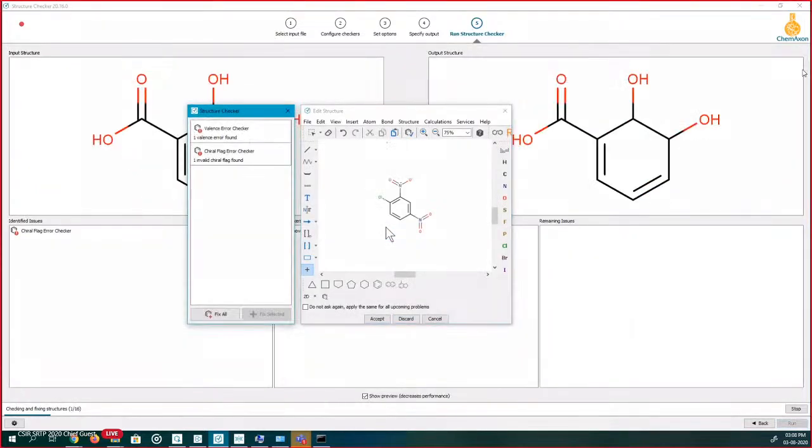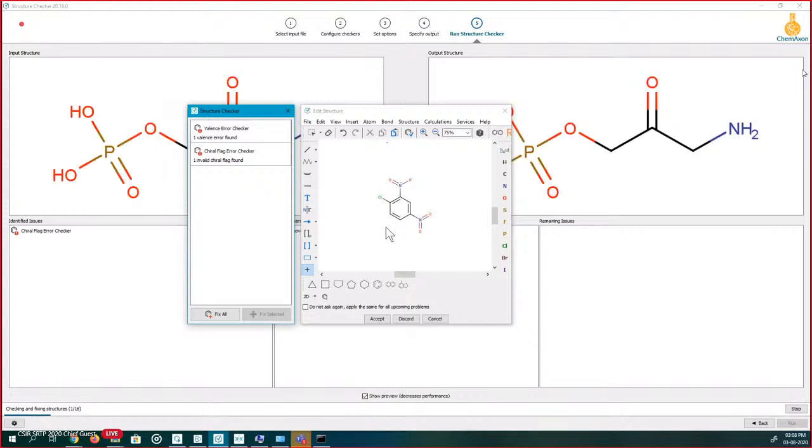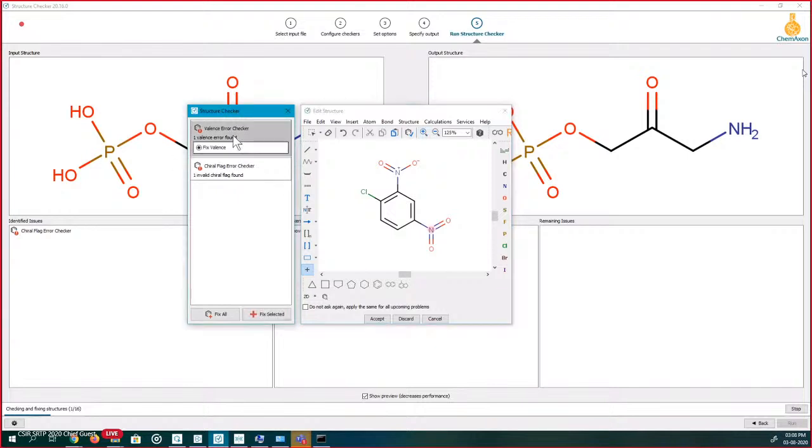So you see, it has identified some issues. It has fixed the issues where it could fix. There are fixers available, but it is now prompting me about this structure here. And you can see this option, that the valency error checker found something. The valency error checker does not come with a fixer because it doesn't know how to solve the valency of different molecules. That's where it lets the user decide what to do.